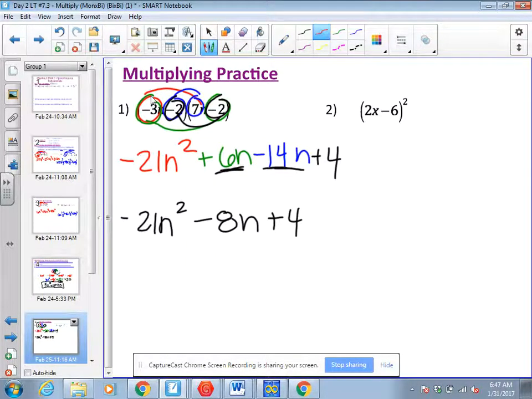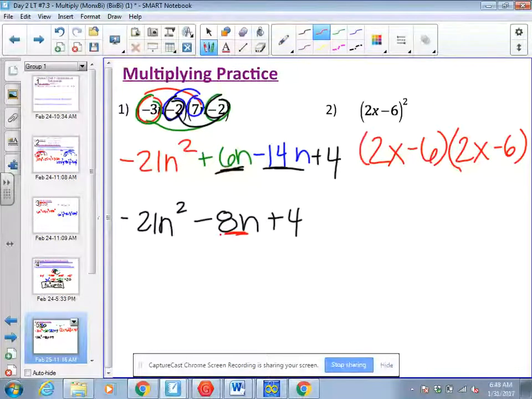Sort of tricky thing about example 2 is that you're not allowed to just distribute this squared. You actually have to write it out. So I'm going to write out 2x minus 6 squared like this. And if you just apply the power to the power rule here, you're going to miss out on this middle term. So you actually cannot do that. You have to write it out every time.